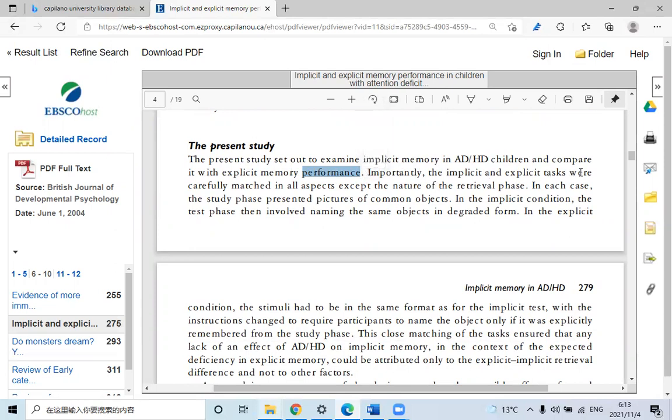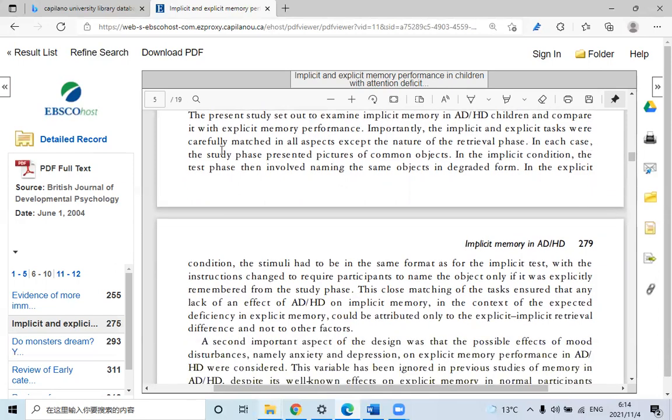Importantly, the implicit and explicit tasks were carefully matched in all aspects except the nature of the retrieval phase. So they match the task for implicit and explicit memory to compare them in a very controlled way. In each case, carefully matched, the study phase presented pictures of common objects. In the implicit condition, the task phase then involved naming the same objects in degraded form.